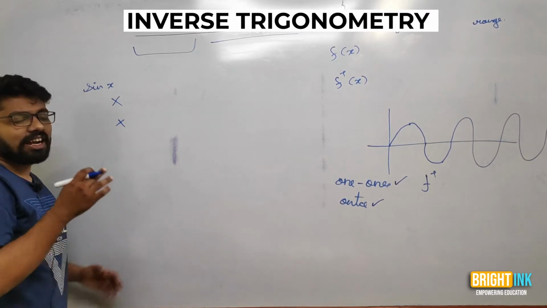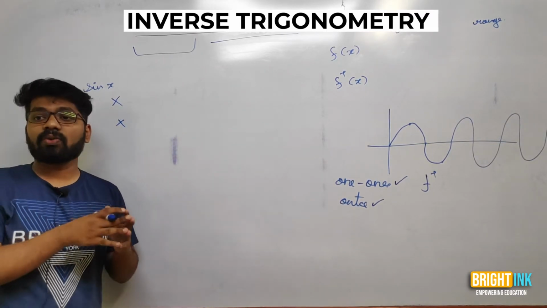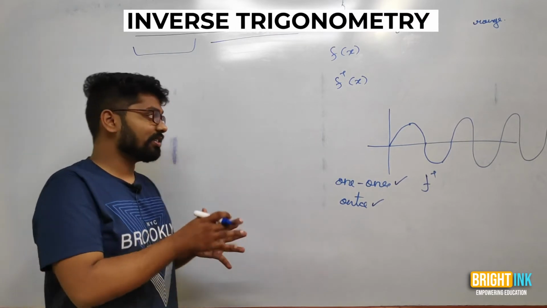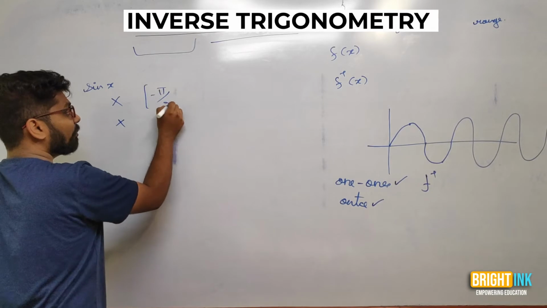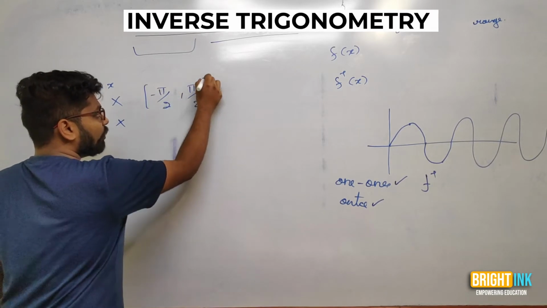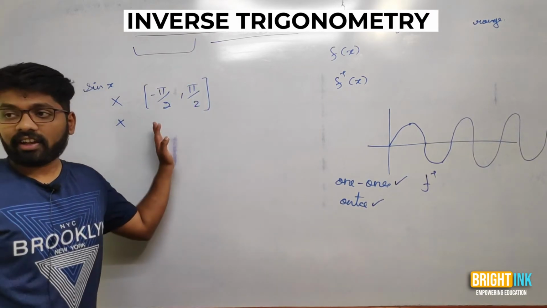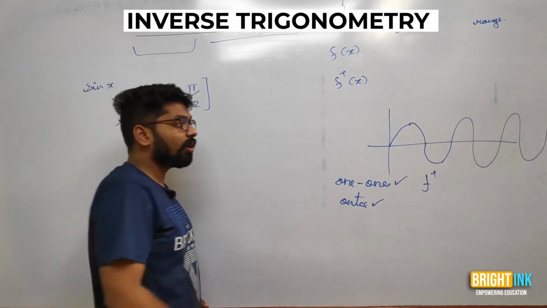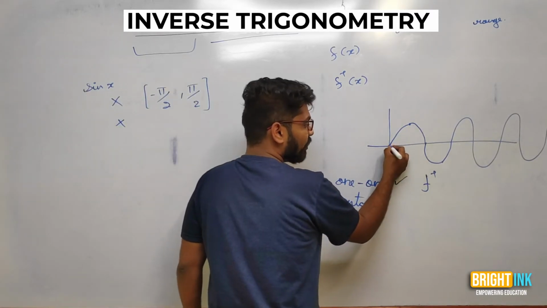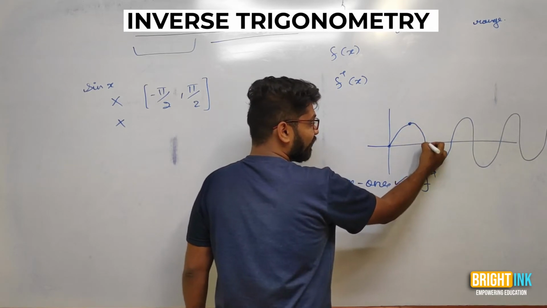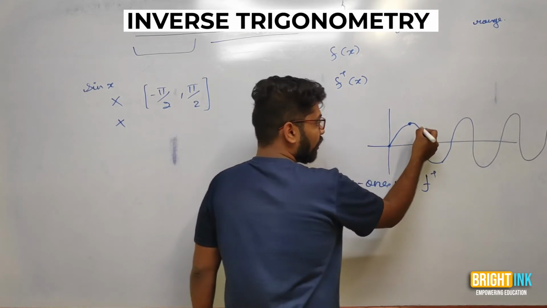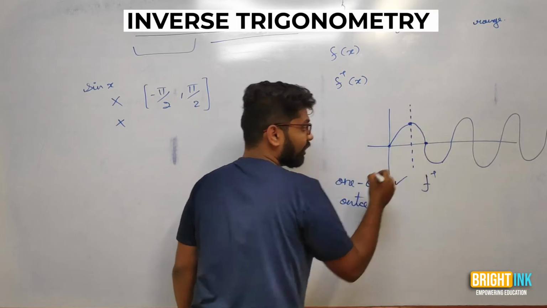Now we will start restricting the values. So what do you mean by restricting the value? See, sine function, if you define the angle from minus pi by 2 to plus pi by 2, okay, this is your function. What is sine 0? 0. Sine 90 is what? Sine 180? 0. Okay, so I'll stop the graph over here.